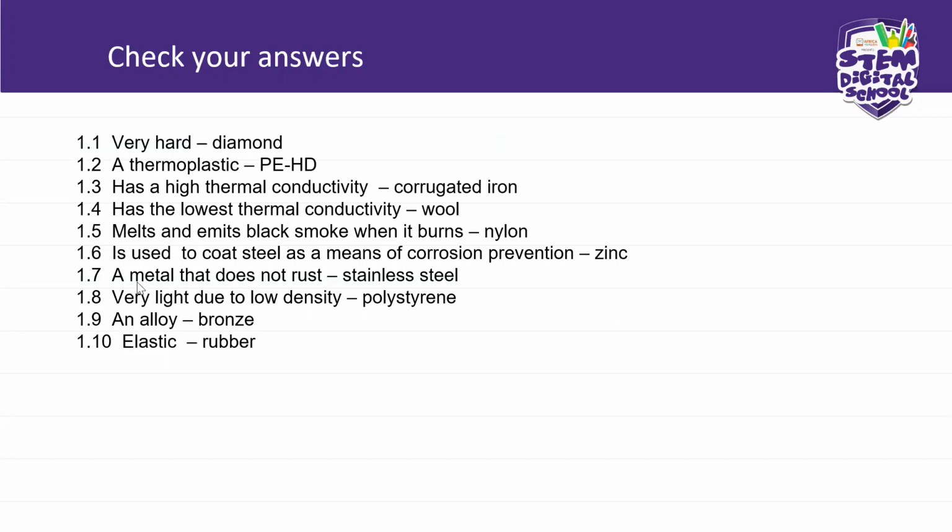A metal that does not rust is stainless steel. You're correct. Most of you got that one correct. Very light due to low density, polystyrene. You got that one correct too. An alloy is bronze. Elastic, it is rubber.